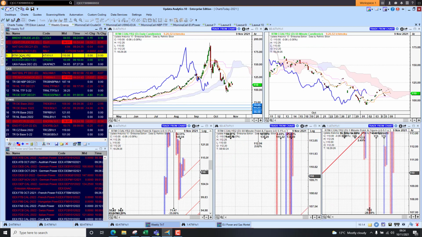Coal is sitting at 110, just starting to wander below this cloud here, still in bearish mode on the short-term chart. We've got upside and downside targets here. This is the key to a lot of these. Will we relief rally to a lower high, or will we fall based on the target that we saw given off this high to a lower level?